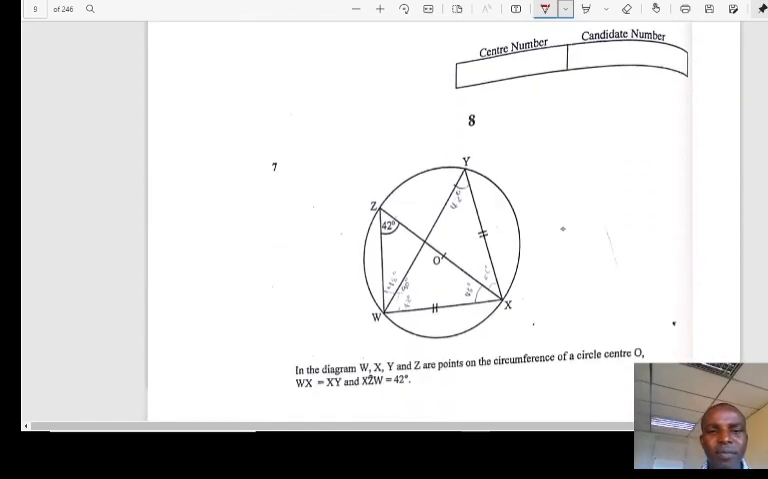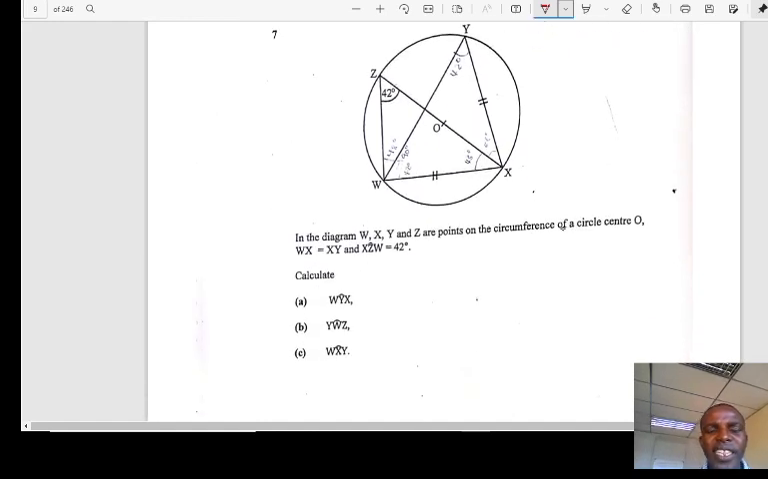Next question, 7. In the diagram, W, X, Y, Z are points on the circumference of a circle, center O. Information is there. Calculate angle WYX. So in this case, I'll just fill in the angles that are missing here.